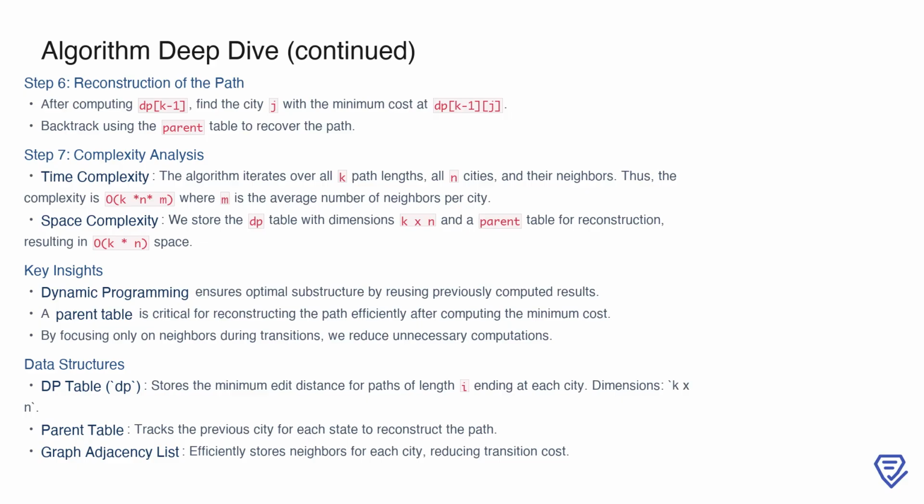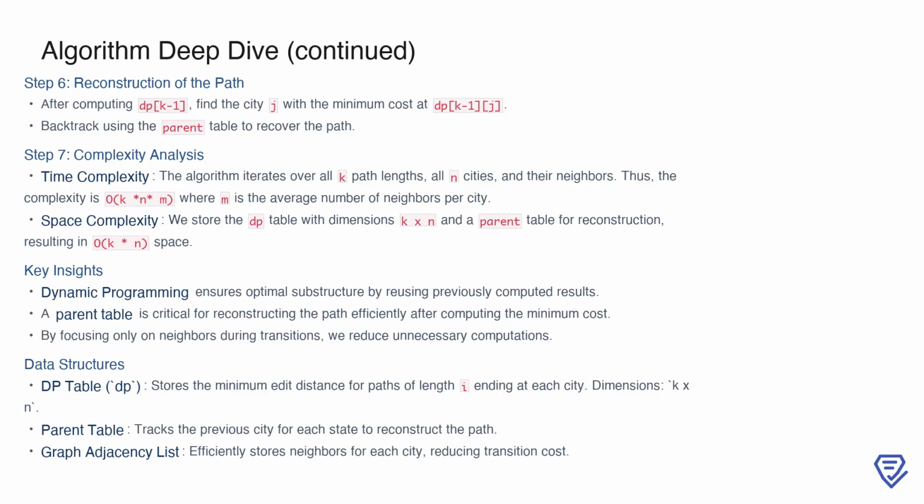Now, considering the algorithm's efficiency, the time complexity is derived from iterating over all possible path lengths, cities, and their neighbors, leading to O(k*n*m), where m is the average number of neighbors per city. The space complexity is O(k*n), because we store the dp table and the parent table.